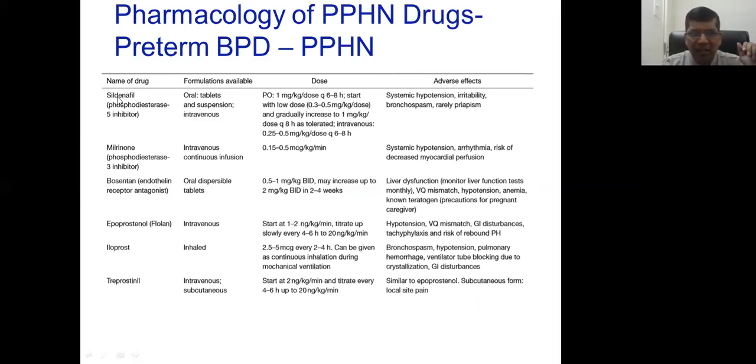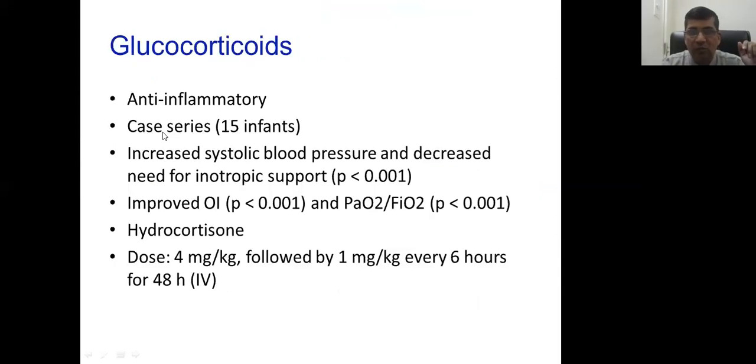But what is there is sildenafil, milrinone, bosentan, that is Flolan, iloprost, and treprostinil. Unfortunately, these drugs are not freely available, but mainly these are available for us, and that is what we use in the Indian scenario. Steroids, as you all know, I told you, the last discussion comes out as steroids. That is what we all talk about.